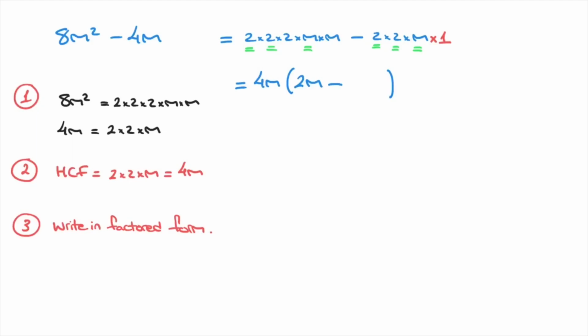That's minus. And for the second term, well, we saw that everything had been underlined, but we also just saw that we can add this factor of 1. So we write that 1 in these parentheses. And that's the final answer. 8m squared minus 4m equals 4m times 2m minus 1. And that's how to write expressions in their factored form. And that's it for this tutorial.